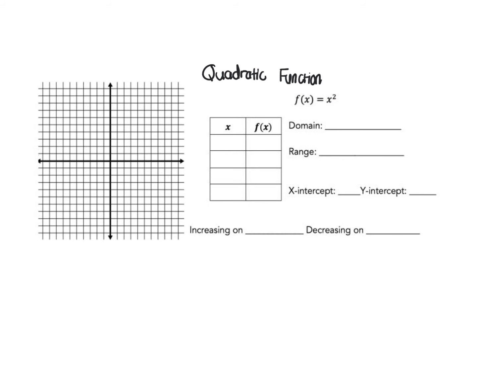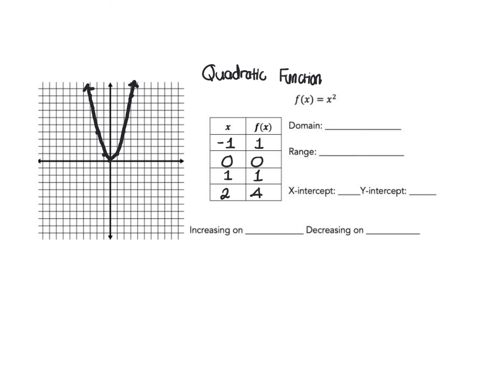Okay, so now we have our quadratic function. So the function is f of x equals x squared. So if we had something like -1, -1 squared is going to be 1. 0, 0 squared is 0. 1, 1 squared is 1. 2, 2 squared is 4. All right, that's enough to go ahead and graph.